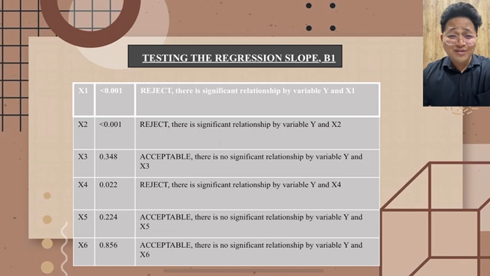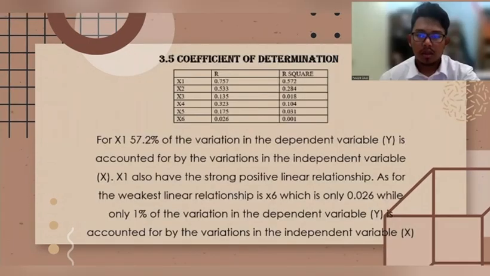The last part is testing the regression slope, beta 1. From this table, the null hypotheses for x1, x2, and x4 are rejected because the p-values are less than 0.05. There is a significant relationship between variable y and x.